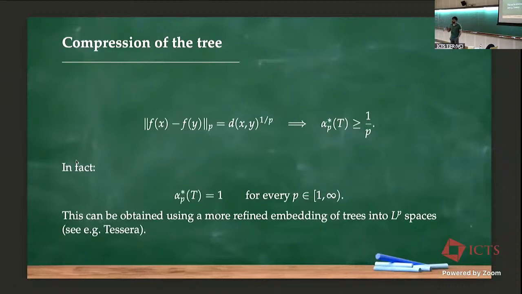So this is the least that we can do. However, there is, I'm not saying that it's very difficult, but this more refined embedding of the tree into LP spaces. This was done by Tessera, and it turns out that the compression exponent here is also 1 over p. It's not absolutely trivial, and we'll see that there is also a rather easier proof using percolation.